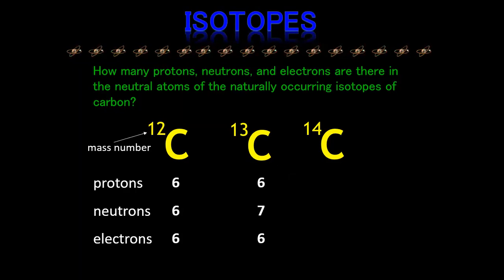And then the last one is carbon 14. We have 6 protons, of course, and since it is a neutral atom, we also have 6 electrons, and then 14 minus 6 is 8. So once again, you just have to take the mass number and subtract from it the atomic number, and then you will get the number of neutrons.